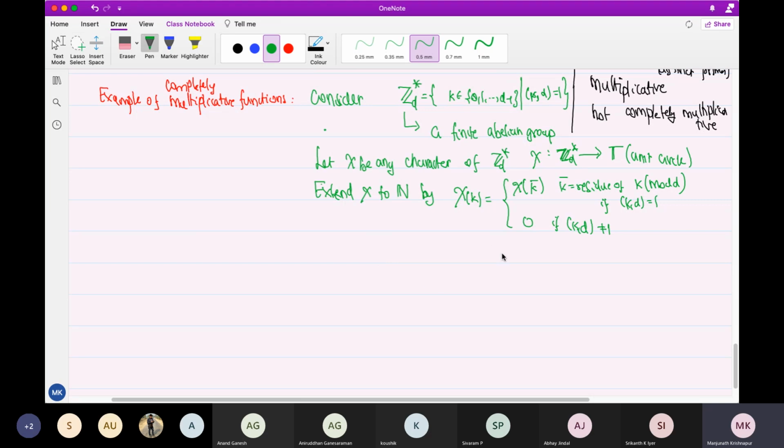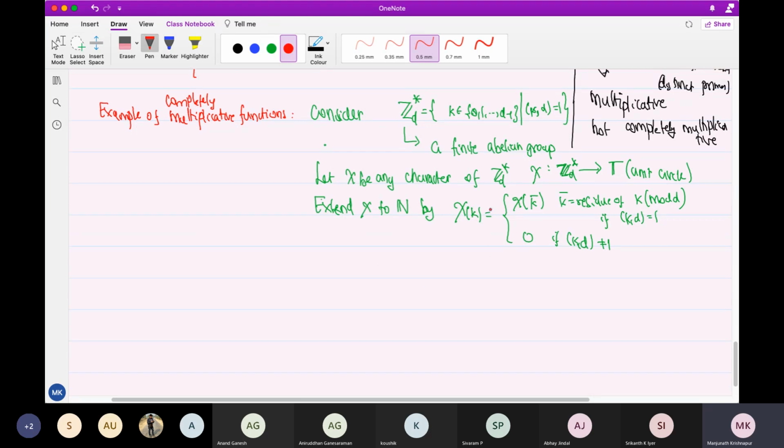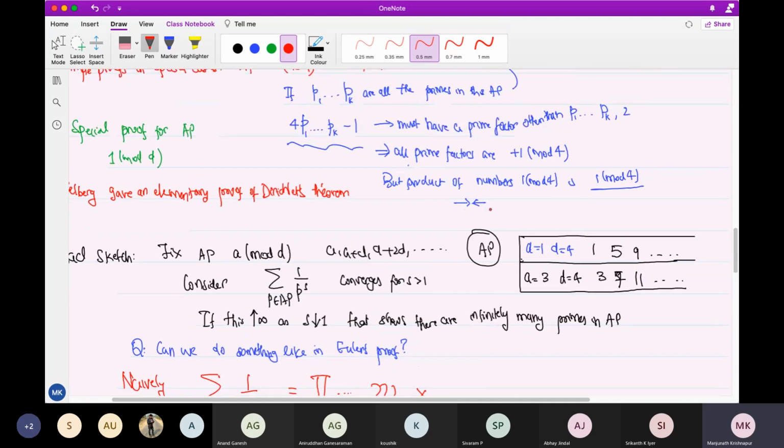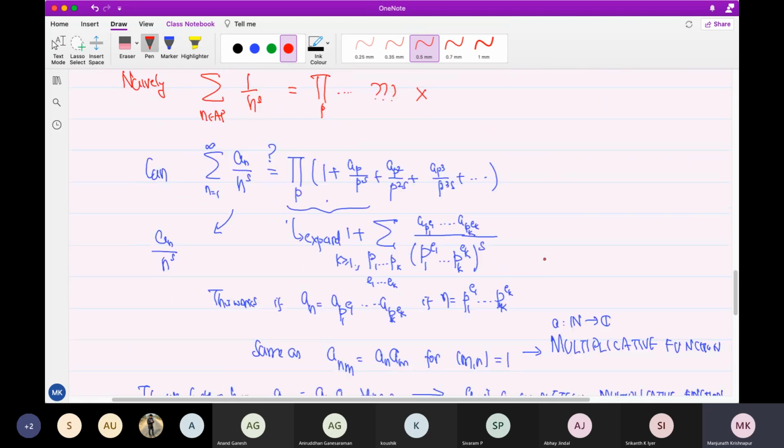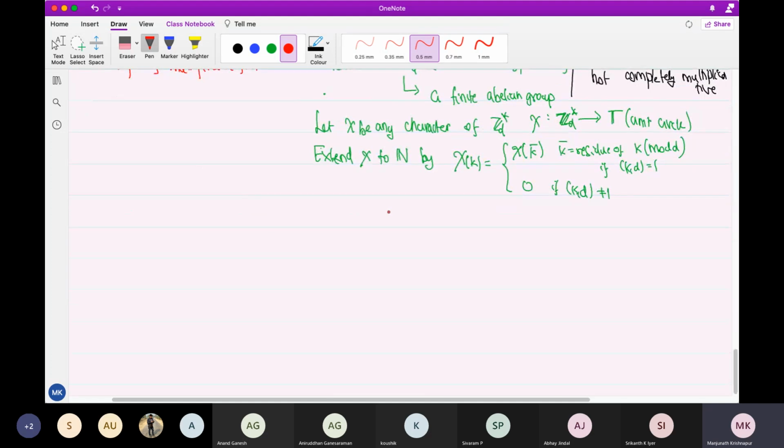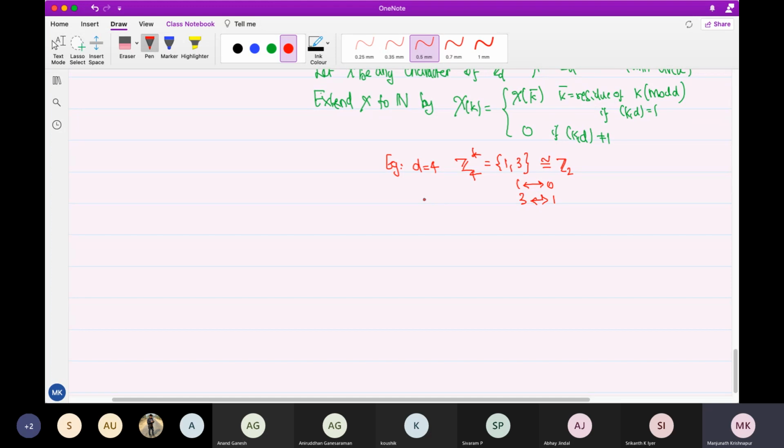Just to have an example, let's say d is 4. When d is 4, Z_4 star consists of 1 and 3. 1 times 1 is the identity, 3 times 3 gives you 1 mod 4. So this is actually isomorphic to Z_2 by sending 1 to 0 and 3 to 1. So you know what the characters are. There will be two characters. One is the trivial character.